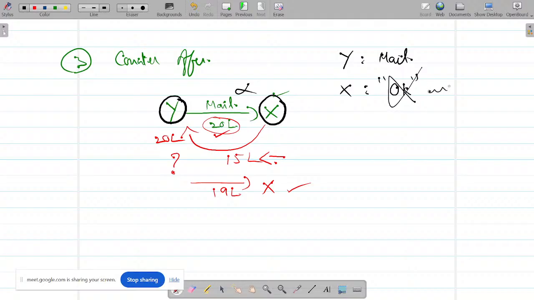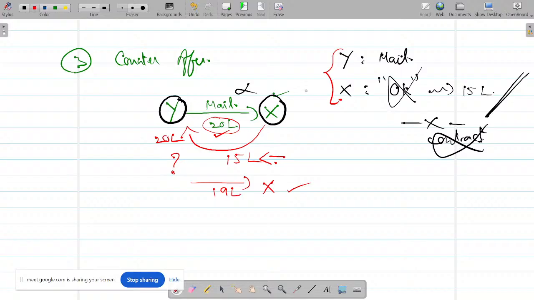What X is doing? He is trying to bargain with 15 lakhs. When this happens, this will never end in a contract. There can never be a contract. This is over. Here, who's the offerer? Coming only to this case, Y is the offerer. Who's the offeree? X is the offeree. He did not accept it.